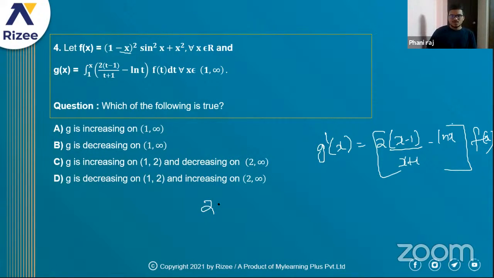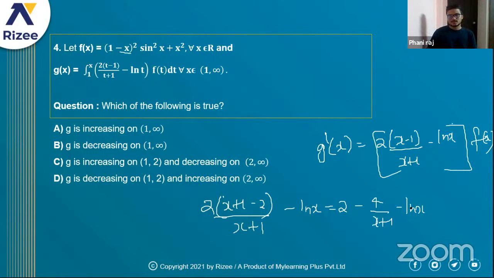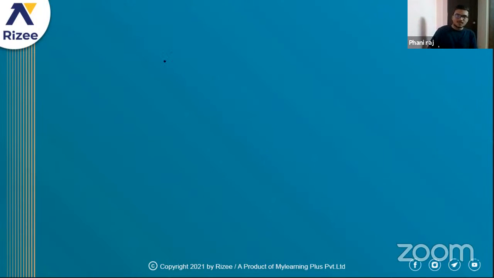That is 2 times (x minus 1) by (x plus 1). That is 2 times (x plus 1 minus 2) by (x plus 1) minus ln x. So 2 minus 4 by (x plus 1) minus ln x. Okay, the sign of this. For x positive, x greater than 1, you see, okay, I'll tell you something.